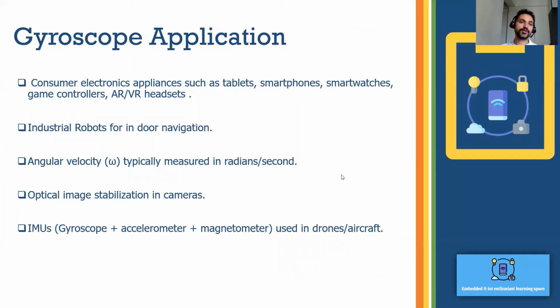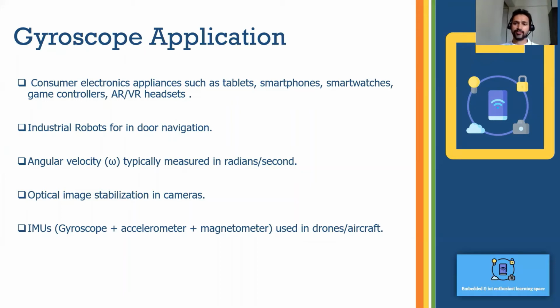Now let's discuss what the key gyroscope applications are in today's context. Consumer electronic appliances such as tablets, smartphones, smartwatches, game controllers, and AR, VR headsets are extensively using gyroscope. In your smartphones, you have a portrait landscape feature, which uses these angular rotation values to detect whether we are in portrait mode or landscape mode.